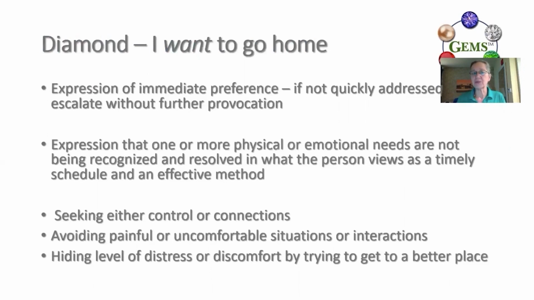Typically diamonds are going to be able to express to you what it is they feel like they want instead of what they have. And it is an expression of immediate preference. I will tell you what's different about this than a sapphire, however, is that when diamonds express this immediate preference, if it is not quickly addressed, remember it's a want, not a like. It means immediate gratification. So I've got to get you to really acknowledge and recognize the message I'm sending and give me some sense that you're listening to me and that there's going to be resolution. If you don't do that in some form or fashion that is relatively quick and relatively effective for me, I will keep bringing it up.